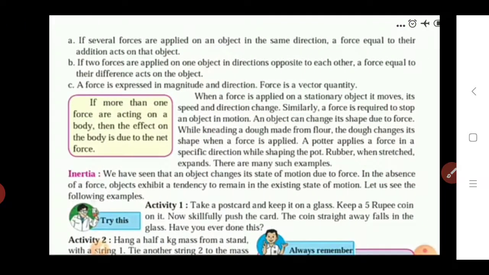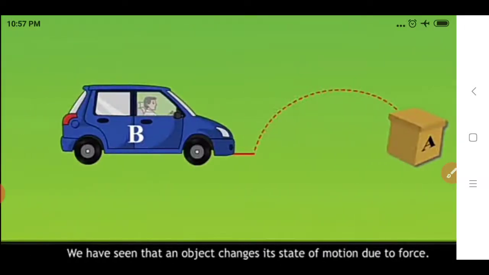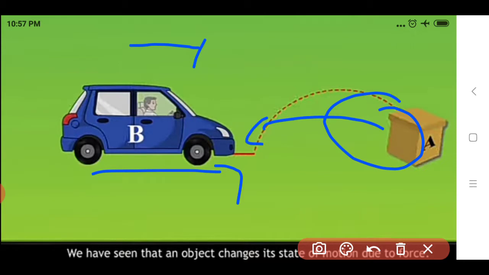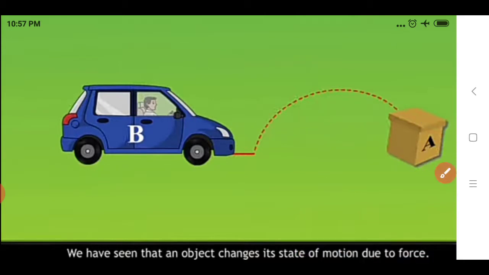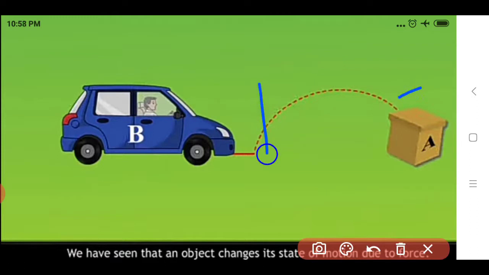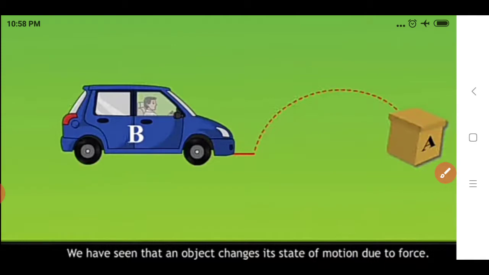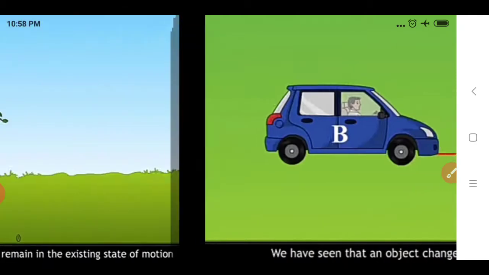Here also they use inertia. First we see what inertia is. We have seen that an object changes its state of motion due to force. Here, when an object is in a higher speed and a force is applied, or in reverse, when an object is in a stationary state and another object applies force on it, the state of this object gets changed. So we have seen that the object changes its state of motion due to force.